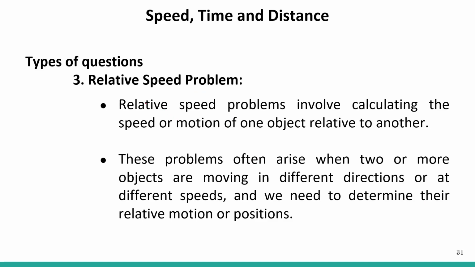Okay, so let's see the third kind of question, that is on relative speed problems. Relative speed problems involve calculating the speed of motion of one object relative to another. In this scenario, we use the formulas and convert the scenario to a simpler scenario where multiple objects are not moving, only one object is moving, but the others are still. These problems often arise when two or more objects are moving in different directions or in the same direction. So we need to determine their relative motion or positions.